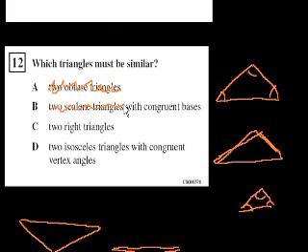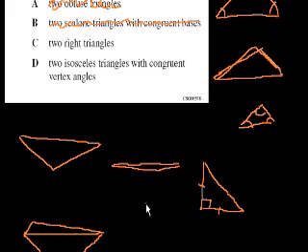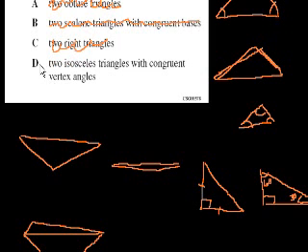So that's not right. Two right triangles. Do those have to be similar? Well, no. You could have a right triangle that looks like this, where maybe the two sides are equal, right? That's a 45, 45, 90 triangle. Or you could have something like this, where you have a 30, 60, 90 triangle. These clearly are not similar. All the angles are not the same. They both have a 90-degree angle. So I'm already guessing that D is our right answer, but let's see how it works out.